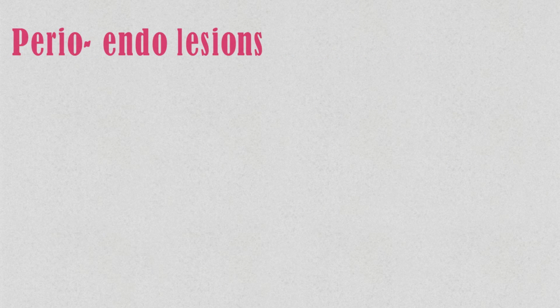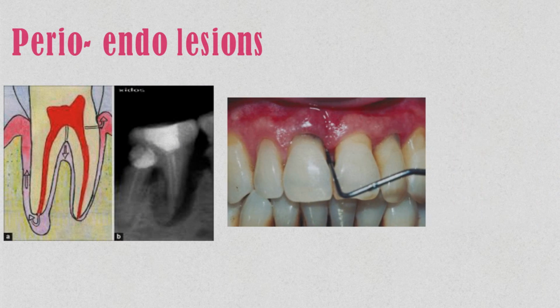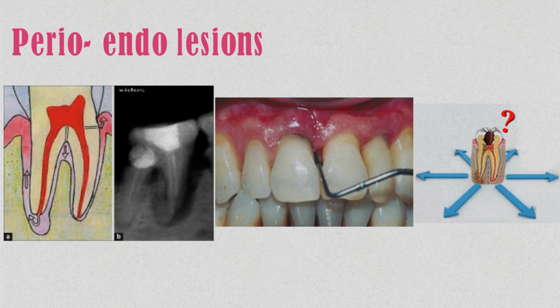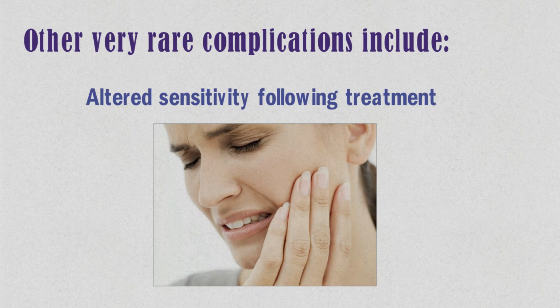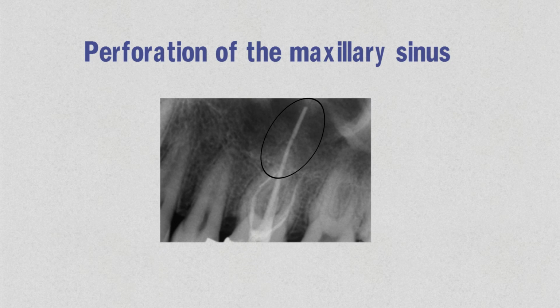Perio-endo lesions. If the tooth has associated periodontal problems, this provides a continued source of bacteria, and the infection and the prognosis become questionable. Other very rare complications include altered sensitivity following treatment, allergic reaction to the medicines or materials used, and perforation of the maxillary sinus.